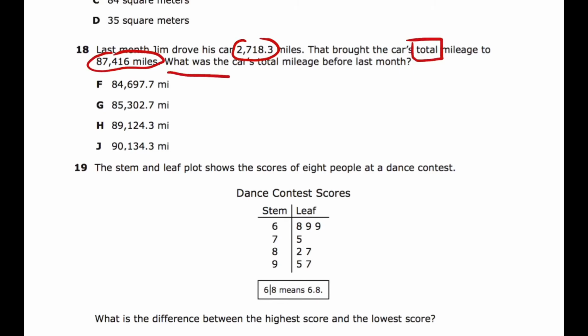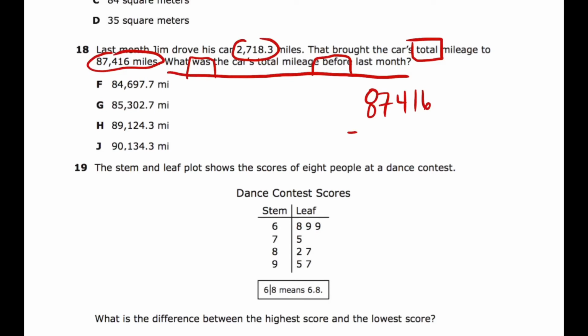And it wants to know what was the car's total mileage before last month. So it was a certain amount. We don't know what it was. We added some amount to it, and now we have a new total. Well, fact families can tell me that if I go ahead and take what the total is now, 87,416, and I subtract the amount that's there, then I can figure out what the amount was before.